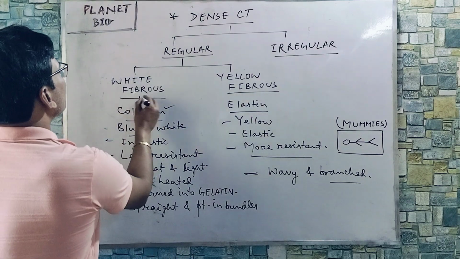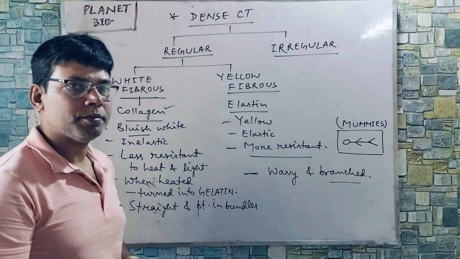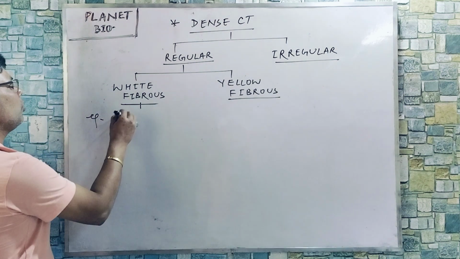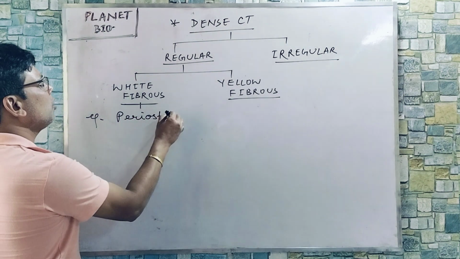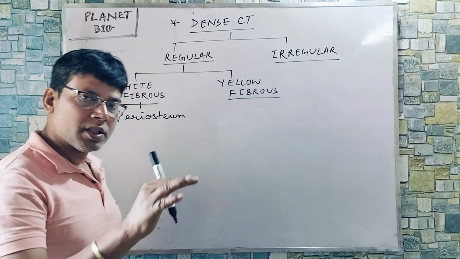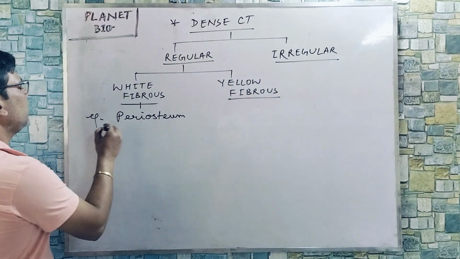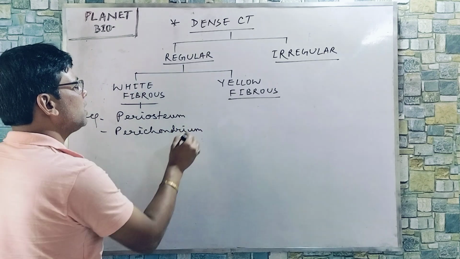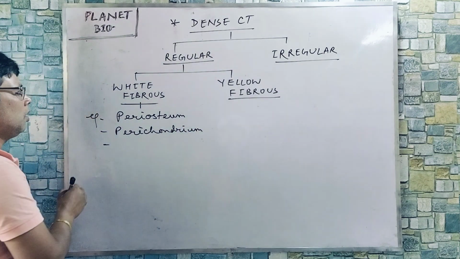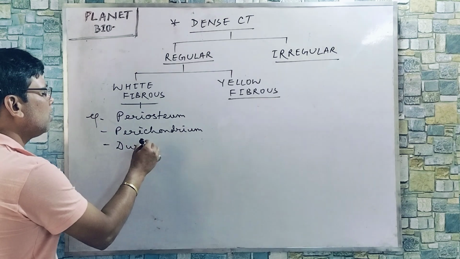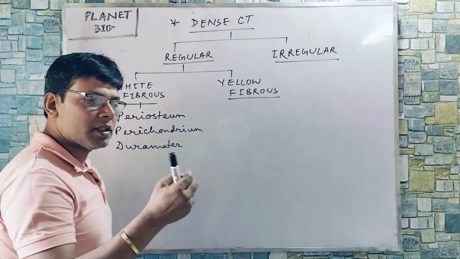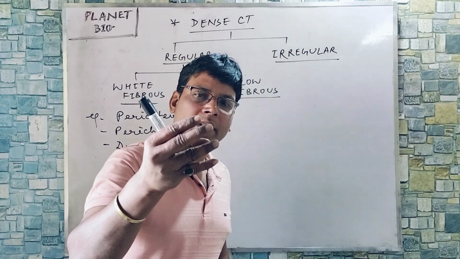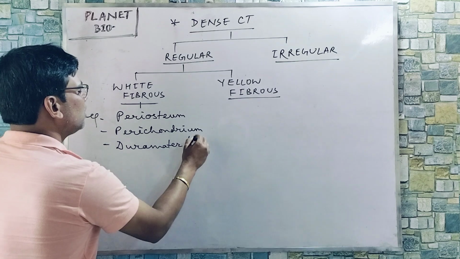Now this white fibrous part, where is it found? This is the question for you. So you can see fibrous is found in periosteum. Periosteum means the outer covering of the bone. Then perichondrium, the outer covering of the cartilages. Thereafter, you can write dura mater, that is one of the three meninges present in the brain: dura mater, then arachnoid, then pia mater. Dura mater in brain.